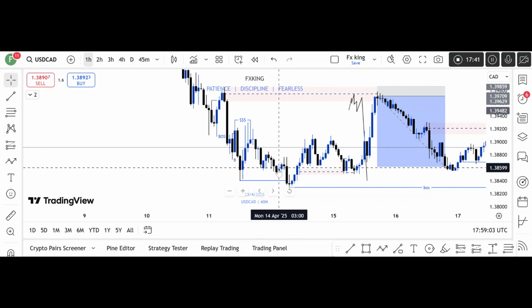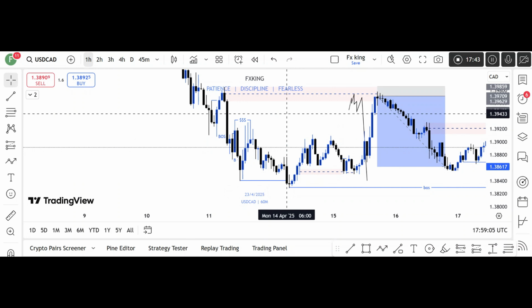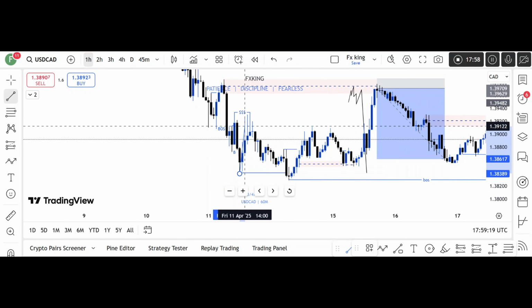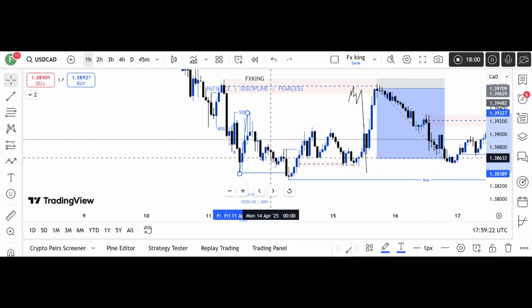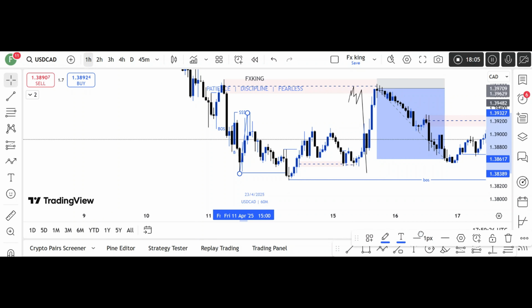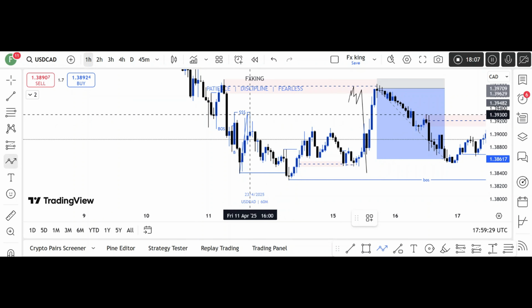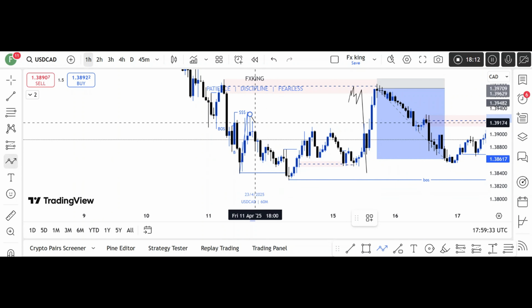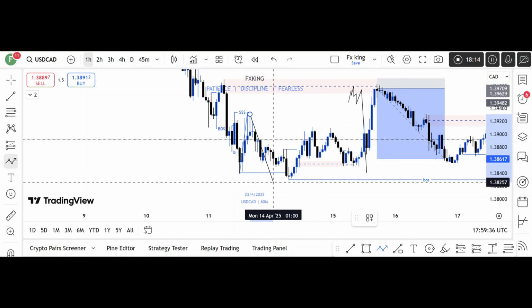Liquidity can replace inducement. So if you look from here, this is what we call a minor inducement. Let me explain this to you. We have this major move here like this, right? This major move will complete when price closes below this low. This pullback will complete when price closes below this low.